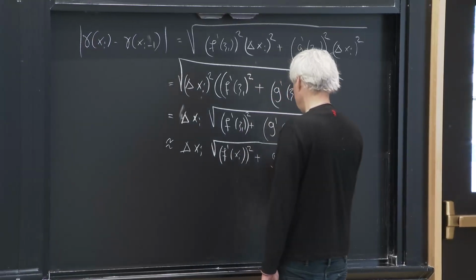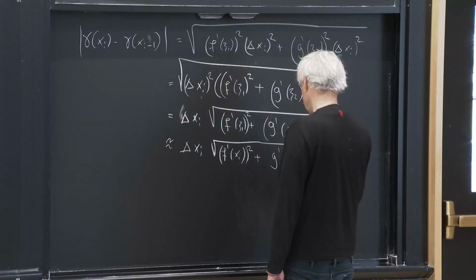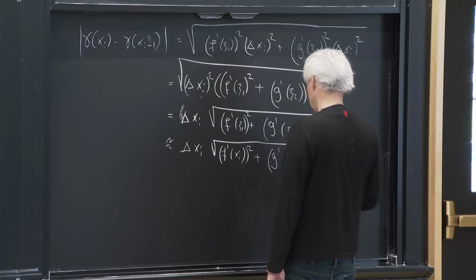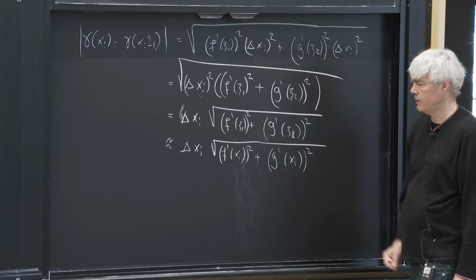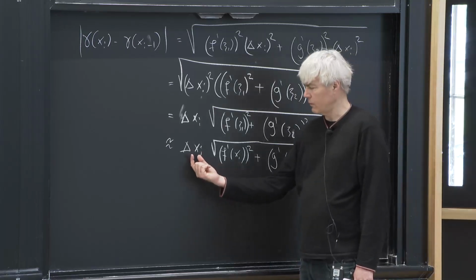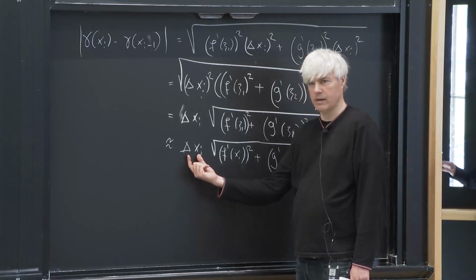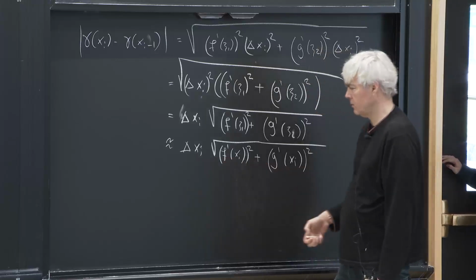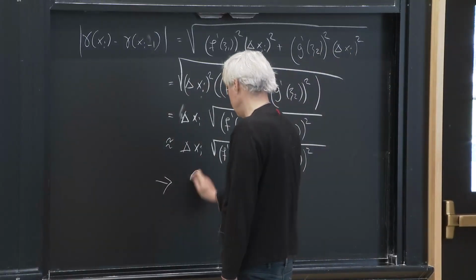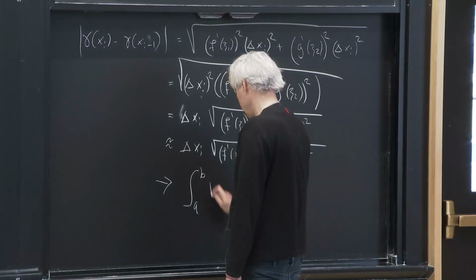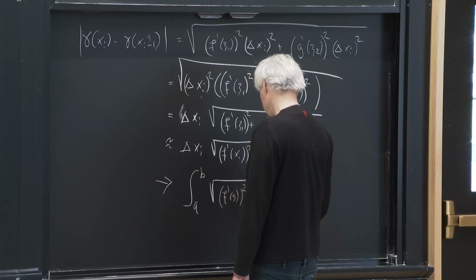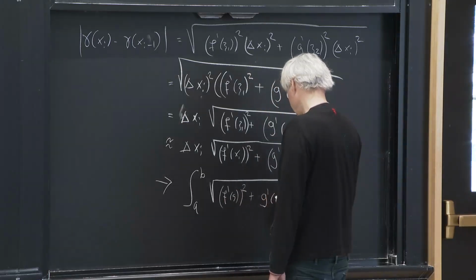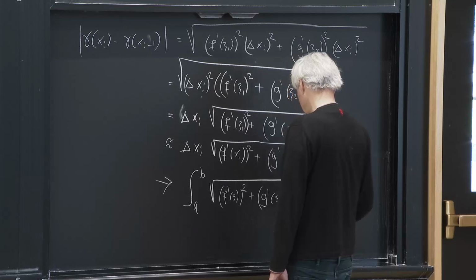And so you see that when you sum up all of these over this partition, and you let the partition, the delta xi, go to 0, then this is going to converge to the integral from a to b of the square root of f prime of s squared plus g prime of s squared ds.